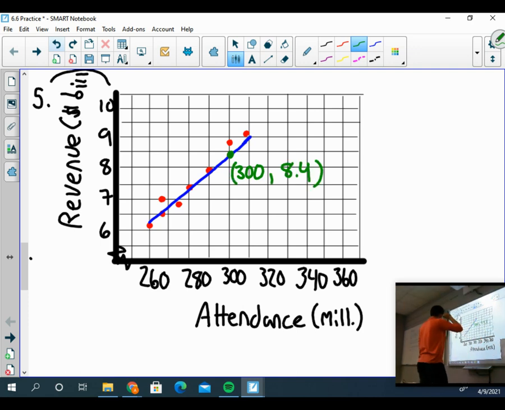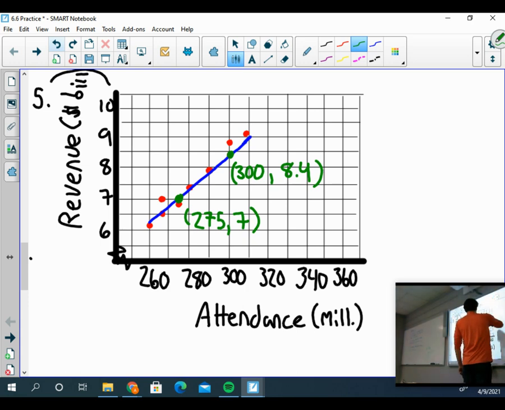Now let's find another nice, neat point. Maybe I go here and I go, what's a good, nice point? We could do 275 and 7. And again, this is going to change depending on what you do. Again, your trend line might look a little different. Maybe it's a little bit more vertical than mine. Again, we're just doing the best we can here.